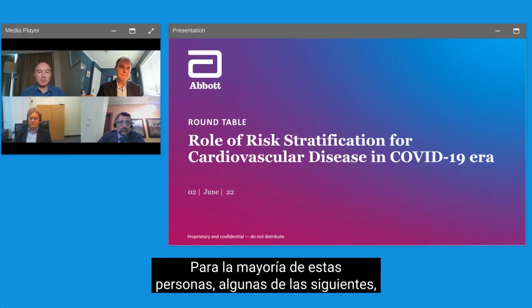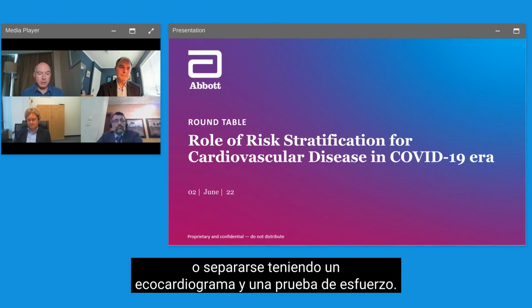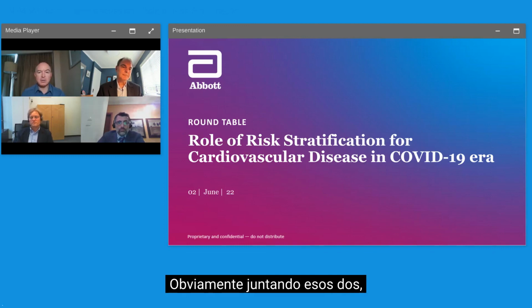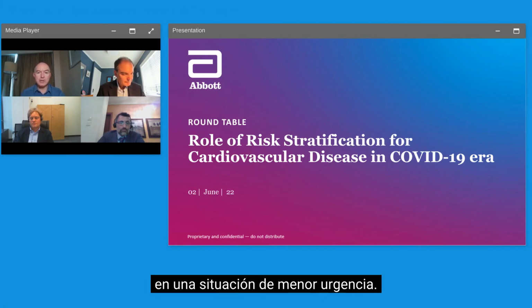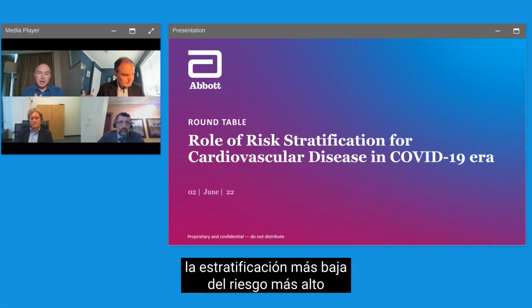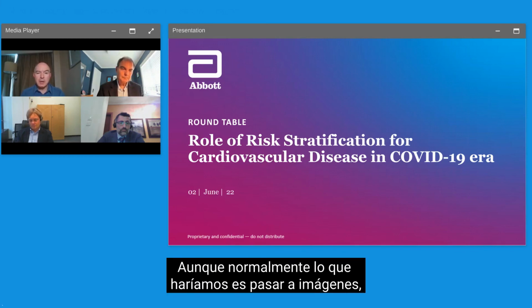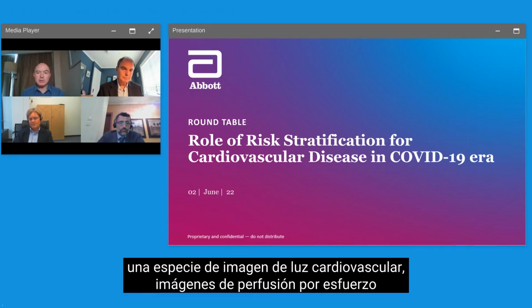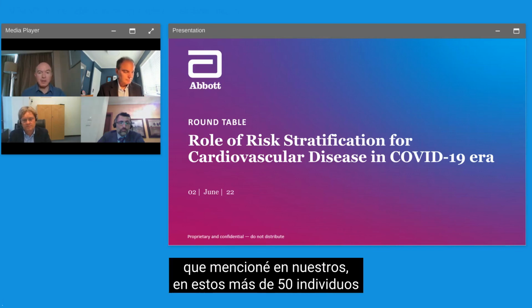For the most part, for most of these people, the next tests would be a stress echo, or separating them, having an echocardiogram and a stress test. Putting those two together, a stress echo would be the most logical next step in a lower urgency situation, again that moderate group. For the higher risk group, we would typically move to imaging, such as cardiolite stress perfusion imaging, or ultimately straight to angiogram and PCI. So actually getting interventional quite early, which I mentioned in these 50 plus individuals, is the route that they took.